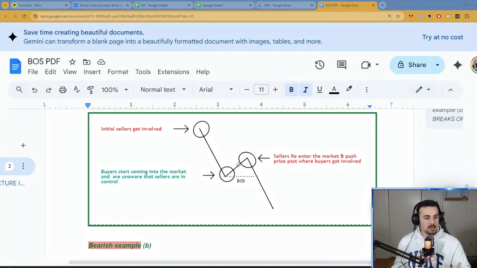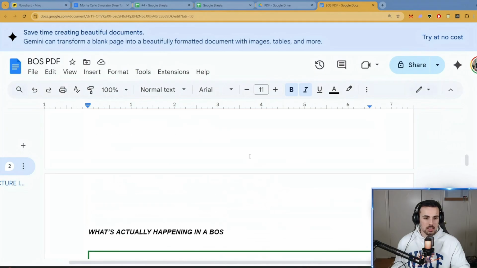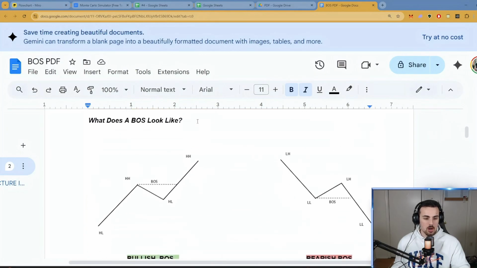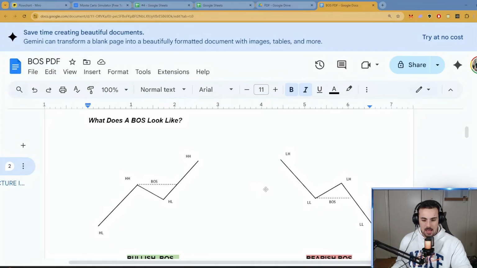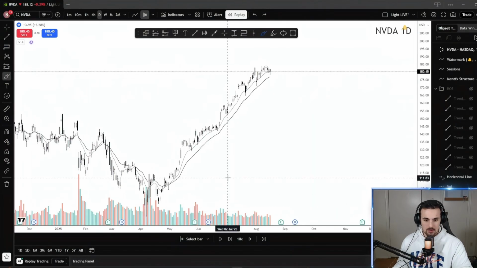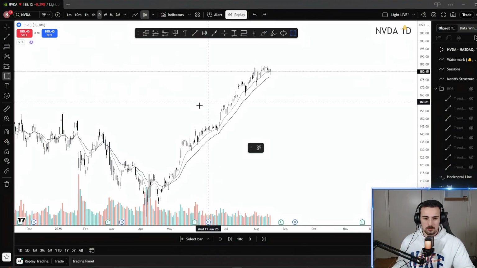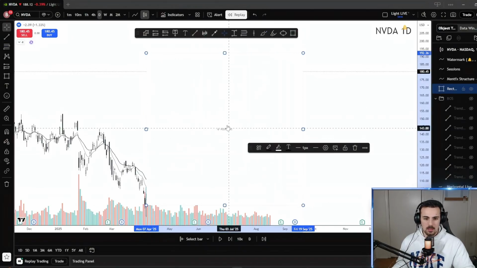So that is actually what's happening when you see a break of structure in the chart. And now you guys can actually go ahead and start identifying breaks of structure for yourself. But before we go, because who would I be if I didn't give you guys some on-chart examples, I'm going to open this right here, and we are going to focus on this area here.